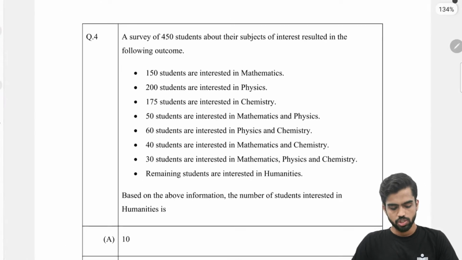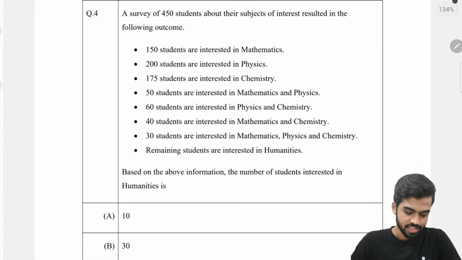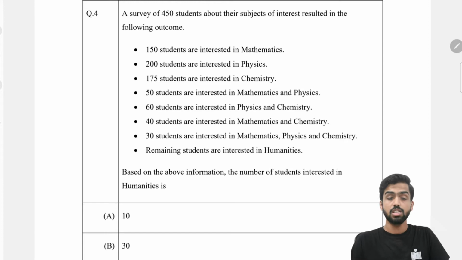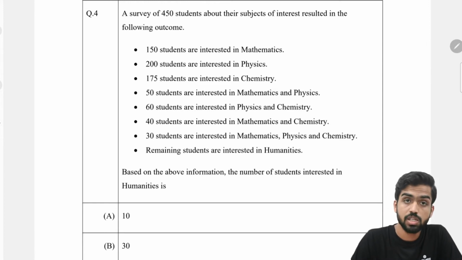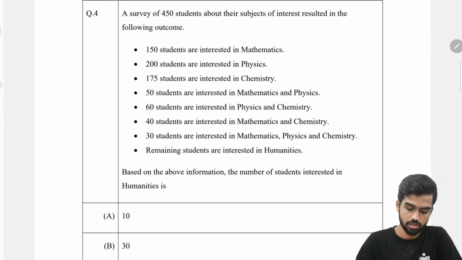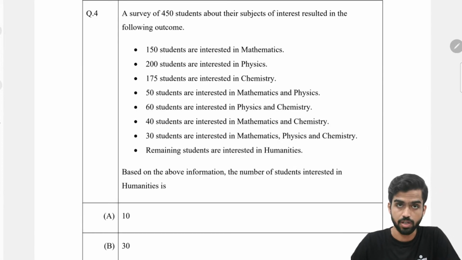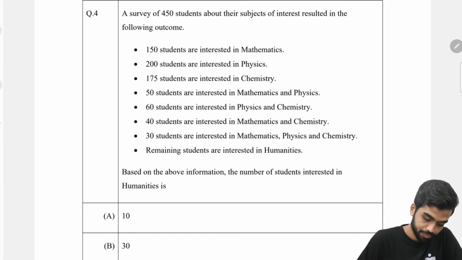Though the next question will need some analysis. The data is given that a survey has been done on 450 students about the subjects of interest, and the following outcomes have been given. So we'll try to create a Venn diagram and solve it.